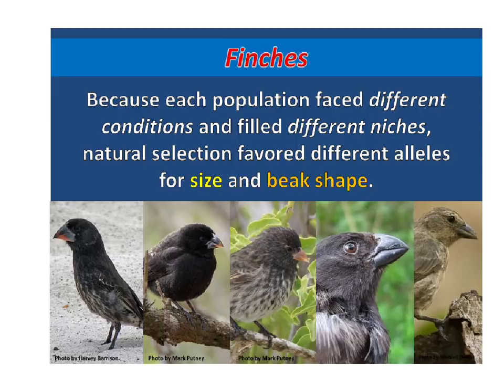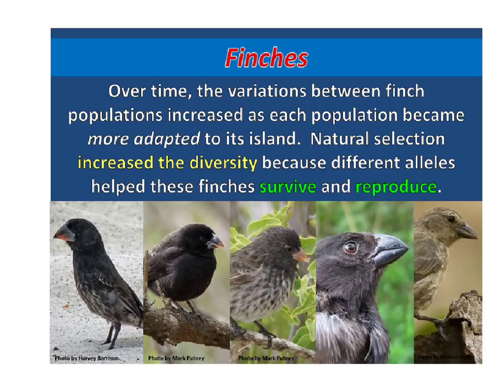Because each population faced different environmental conditions and filled different niches, natural selection favored different alleles for the size of the bird and the beak shape, depending on the niche it was filling on the different island. And again, these birds were all descended from a single finch species. Now they're all different species because they adapted to the different environments, but at one time they were all a single species. Over time, the variations between finch populations increased as each population became more adapted to its island. And I've said that about 1 billion times today.